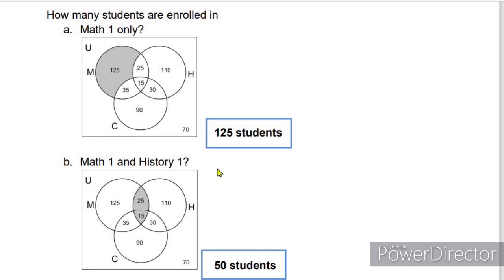So we'll just shade all the elements in their intersection, which is 25 and 15. So 25 plus 15, oh, we have a typo error here. So it should be what? It should be 40 students.